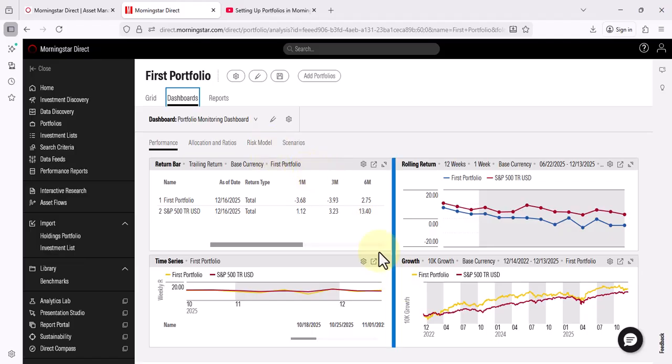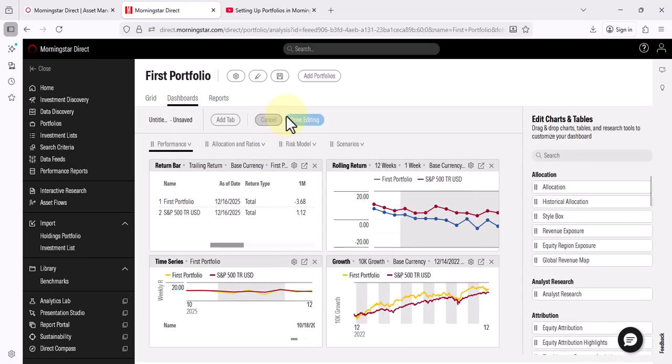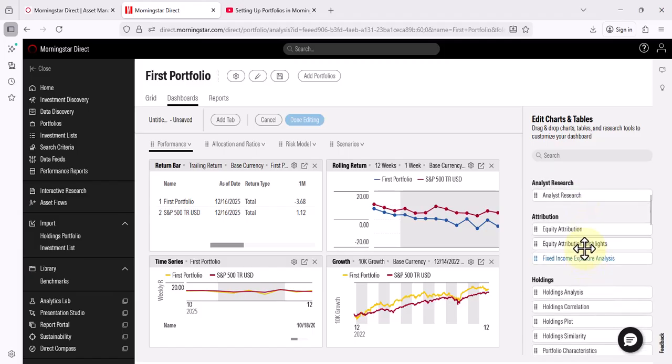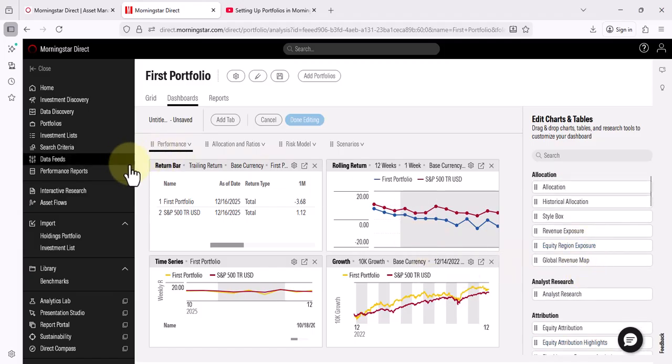In order to adjust these windows within your dashboard, you need to select the kind of pencil tool here, and it pulls up this column on the right hand side of the page that says Edit, Charts, and Tables. It's got different headings for each one here: allocation, analyst research, and so on. It doesn't have to match the part of the dashboard that you're looking at, although that's what I'm going to do today, just to keep things kind of straight for you.